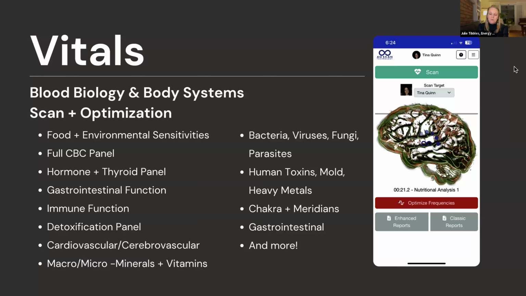That's a really important point. Just because you see some of these things show up, it does not mean that you have them. So it also tests for toxins such as mold and heavy metals, your chakras and meridians, your gastrointestinal function, and so much more. So that's the vital scan.